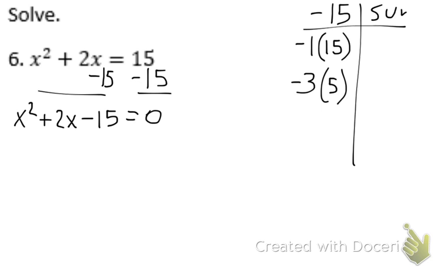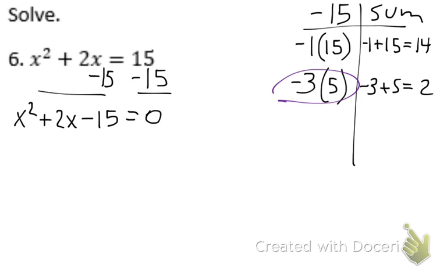If we look at the sums of those factors, negative 1 plus 15 is 14. If you look at negative 3 plus 5, you get positive 2. So the pair we want, I did that wrong, that's positive 2, sorry. The pair we want is this last one. Split the middle term.